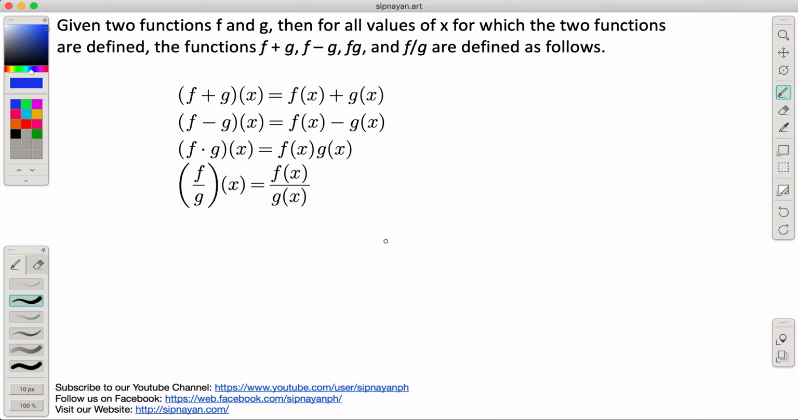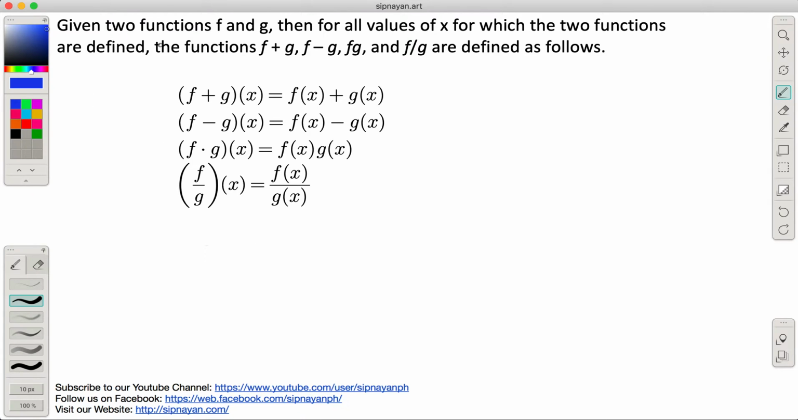In this video ay magsisimula tayo ng panibagong series. At sa series na to pag-uusapan natin yung operations on functions. So pag sinabi natin operations on functions, kasama dito yung addition of functions, subtraction of functions, multiplication of functions, tsaka division of functions. So tignan natin yung definition.